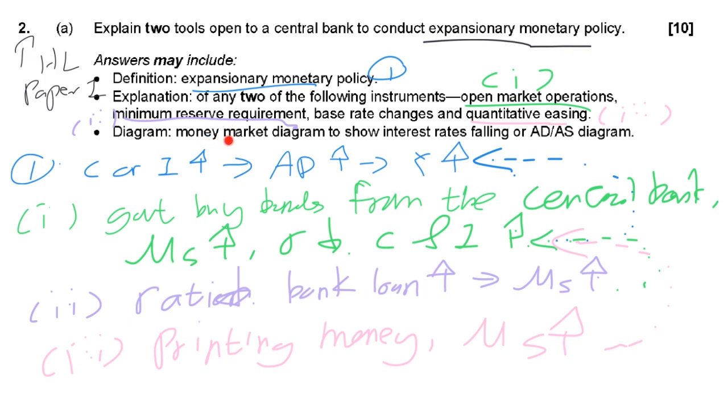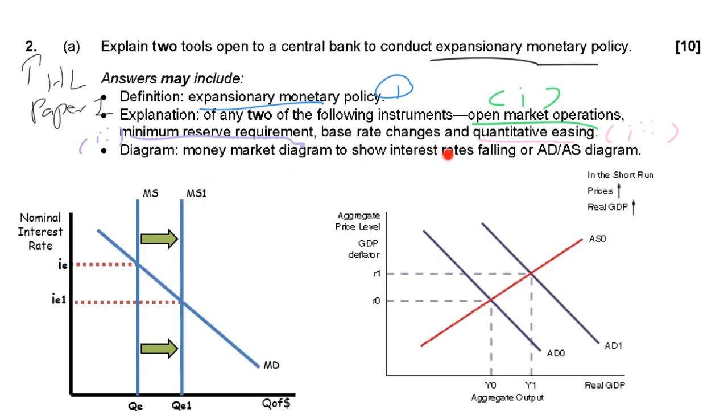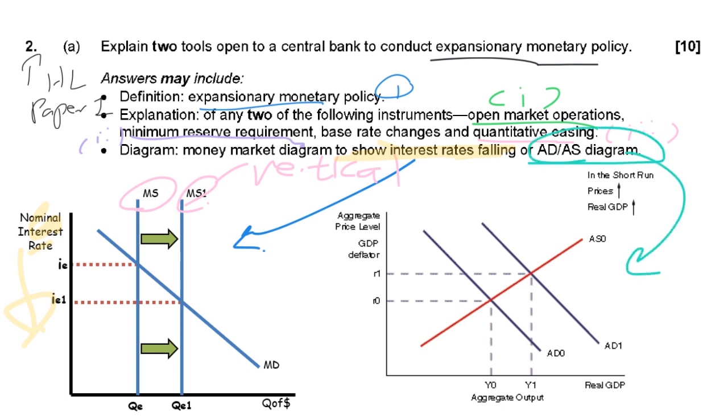Before we move on, we have to draw a diagram to show the interest rate falling, or the AD-AS diagram. I've put the interest rate falling diagram on the left hand side. When you draw this diagram, make sure the money supply curve is vertical. Once it shifts, you can see that the nominal interest rate will fall. On the y-axis, you have to show a fall in nominal interest rate. This is the first diagram that you might draw, in the money market. The second diagram that you may show is the AD-AS diagram, which is illustrated here.